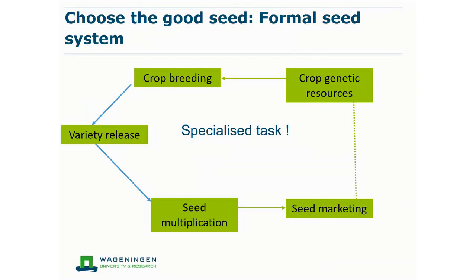Now let's discuss the formal systems. In the beginning, I shared with you these figures, which start from the crop genetic resources. In most cases, these are the gene banks, but also collections done from farmers' fields, crop breeding programs, variety release systems, seed multiplication, and seed marketing. So these are the different functions within the formal systems, and they are very specialized tasks.